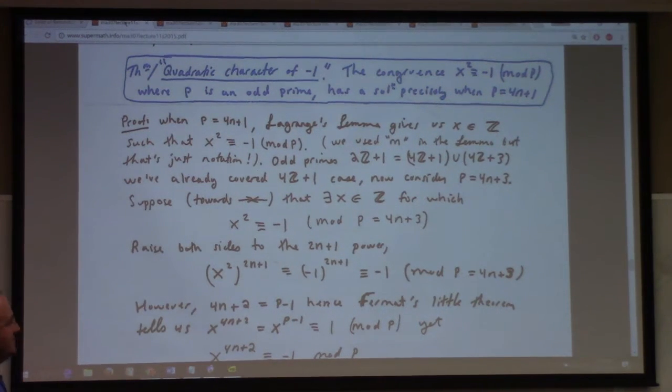Well, maybe that's a little bit too much, but basically, the linchpin to that argument, Wilson's theorem, is the quadratic character of minus 1. In other words, the congruence x squared congruent to minus 1 mod p is true, where p is an odd prime of the form 4n plus 1. This is a quadratic congruence that is true.